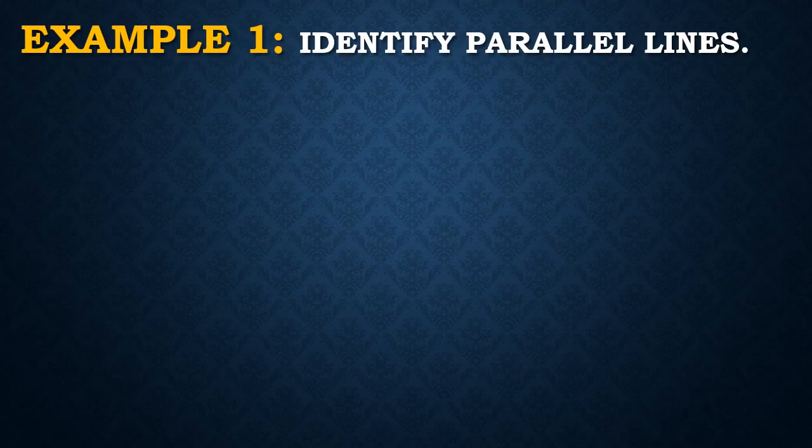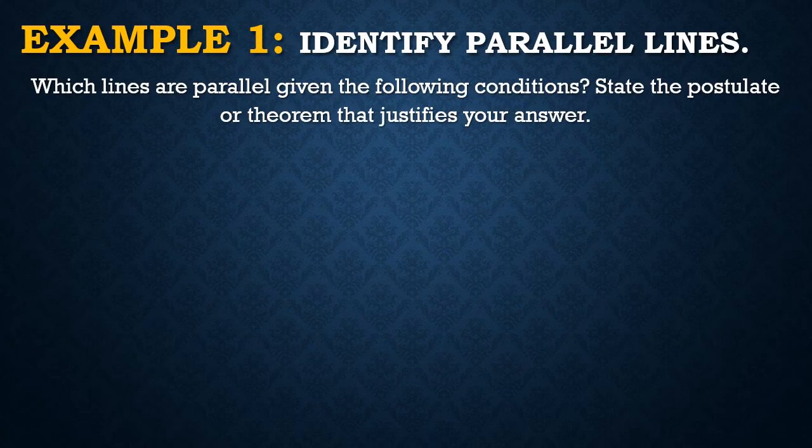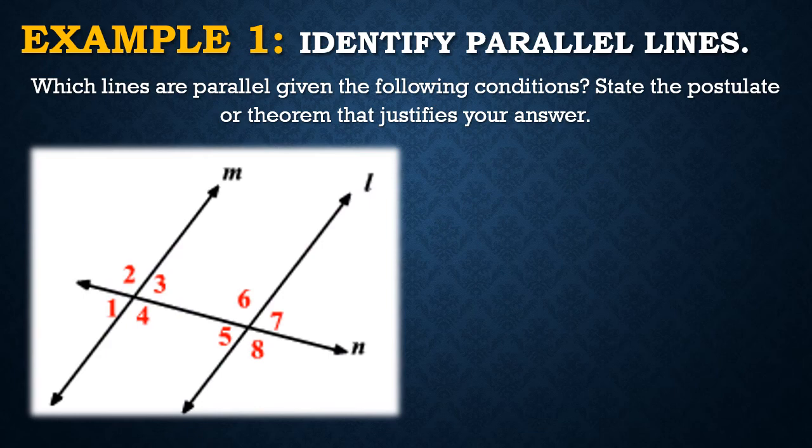Example number 1. Identify parallel lines. Which lines are parallel given the following conditions? State the postulate or theorem that justifies your answer. So in this problem, we are going to apply what we have learned from the 4 postulates or theorems that we discussed. Here is our illustration.